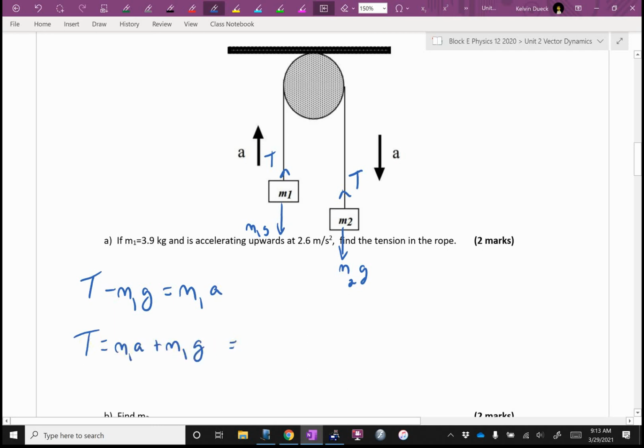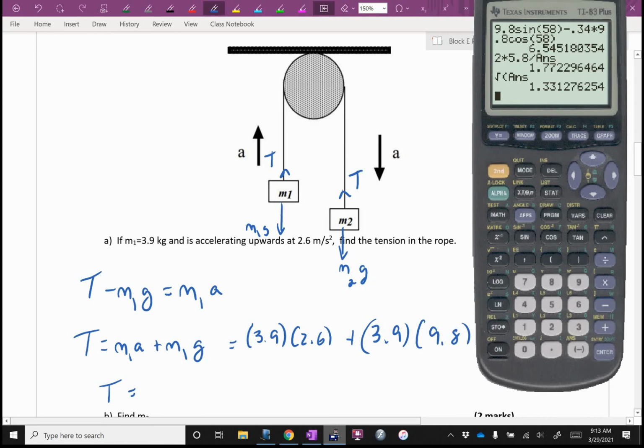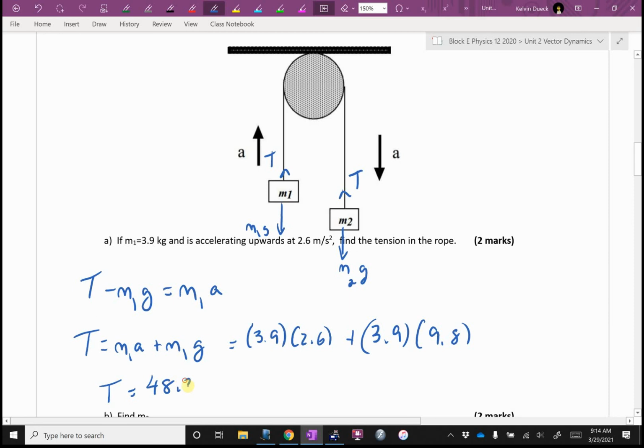It's going to be M1 3.9, A 2.6, M1 3.9, G 9.8. Tension equals 3.9 times 2.6 plus 3.9 times 9.8. You get tension 48.4? Is that correct? If you got that, 2 out of 2. Otherwise, I would give you a half mark if I saw that. Half mark for getting the T by itself, half mark for the numbers, and a half mark for the answer.